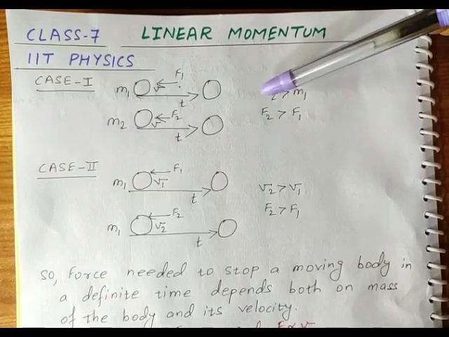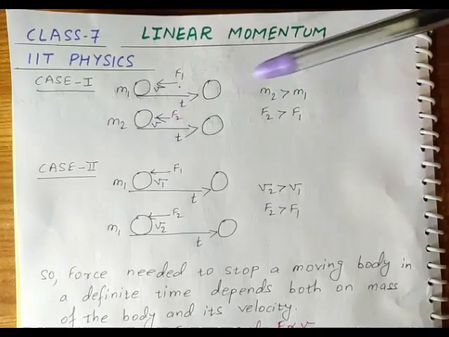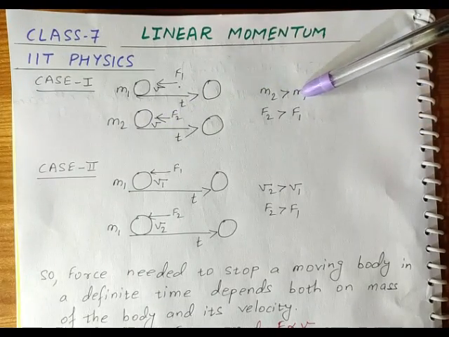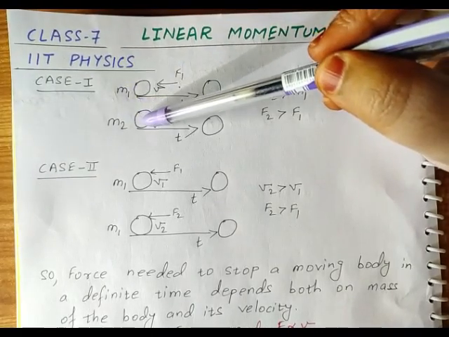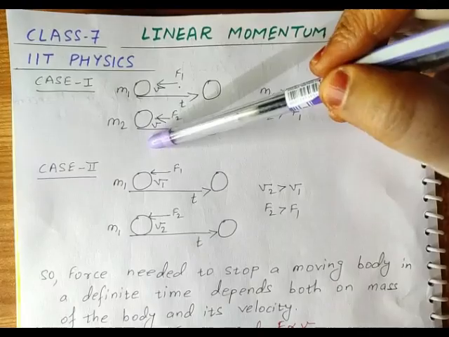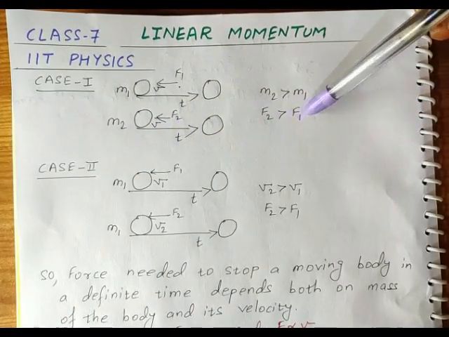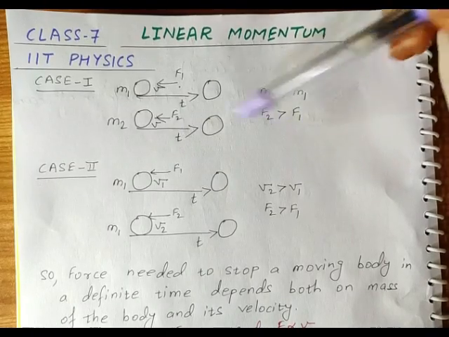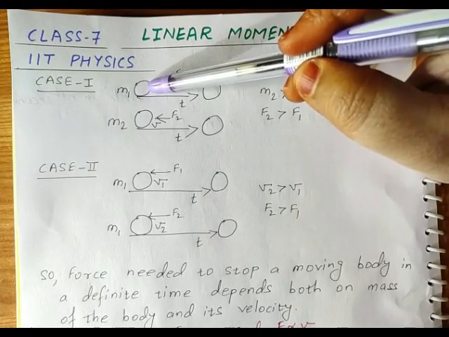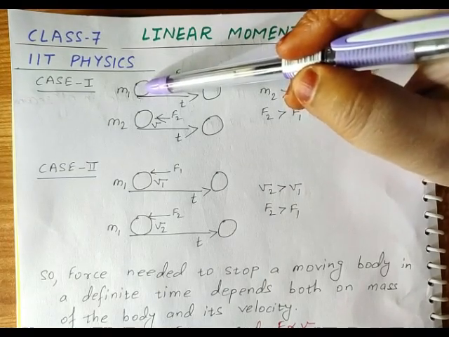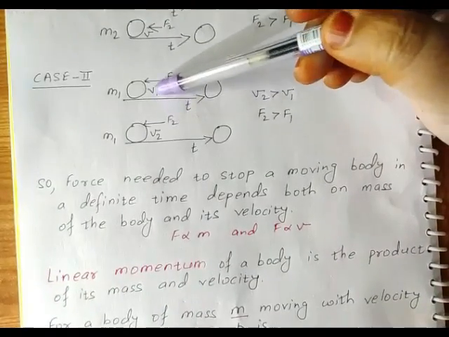The force to stop a heavier body will be more than for the lighter body. The first body is lighter than the second body, the second body is heavier, and both are moving with the same velocity. Then more force is required to stop the heavy body than the lighter body. This is case 1. Understood children? Let us consider case 2.